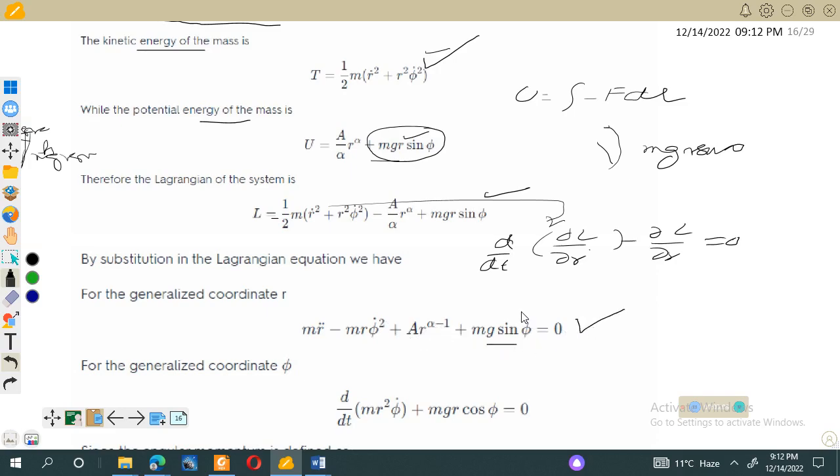And when we put this Lagrangian into the Lagrange equation for theta, which is d over dt of partial L over partial theta dot minus partial L over partial theta, it gives m r square phi double dot plus mgr cos phi is equal to 0.